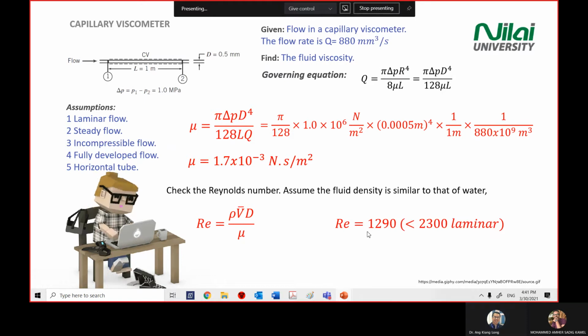So you will find, if you substitute all the numbers there, you will get a number around 1290. So this number is less than 2300. We prove that the flow is laminar flow.